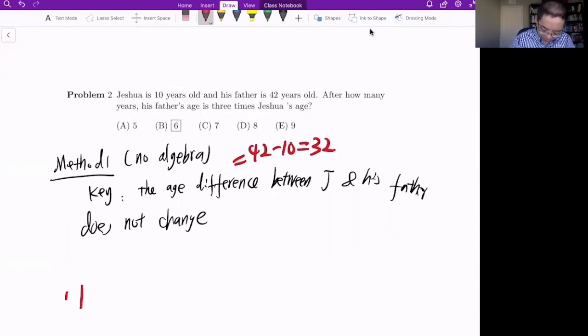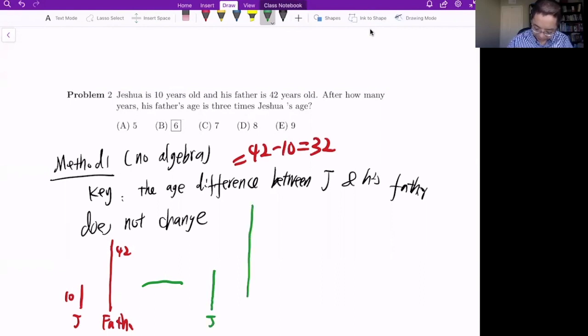So at the start, we have 10 and 42. This is Joshua, and this is his father. Now, after several years, the age of his father is 3 times that of Joshua. So this is 3 times, the age of the father. Because the age difference does not change, the difference here is 32, and this also should be 32. That means each part here will be 16, 16, 16, and 16.